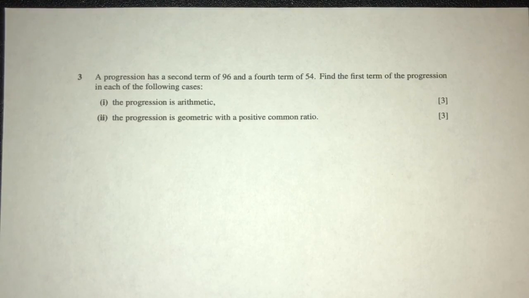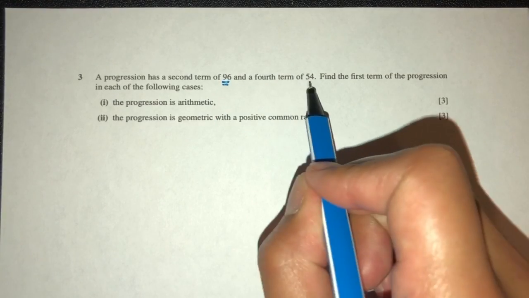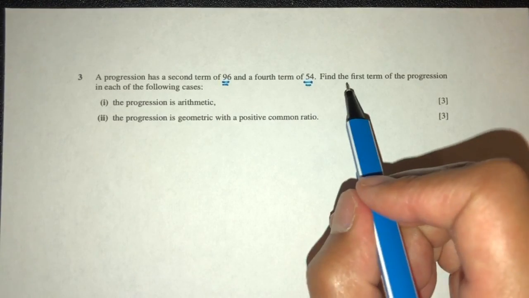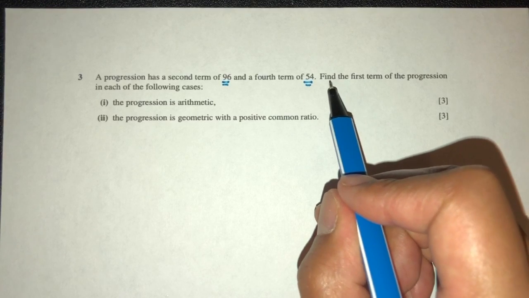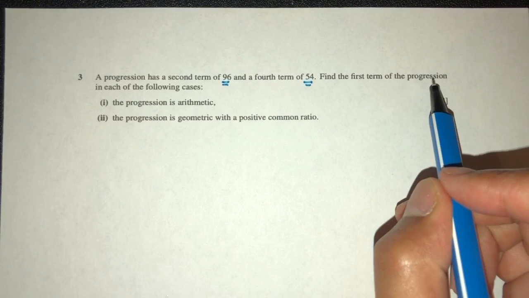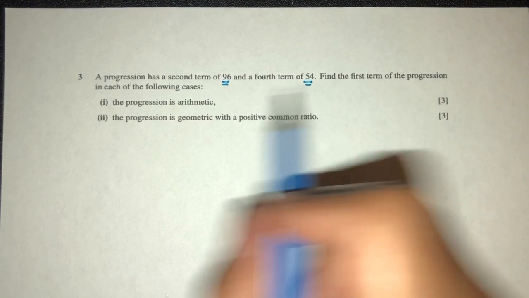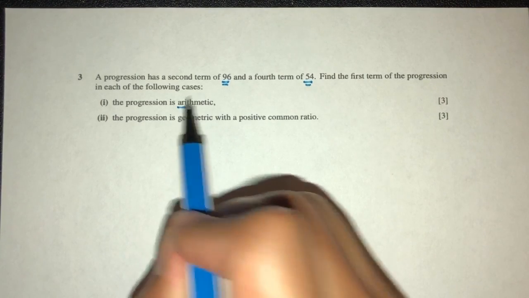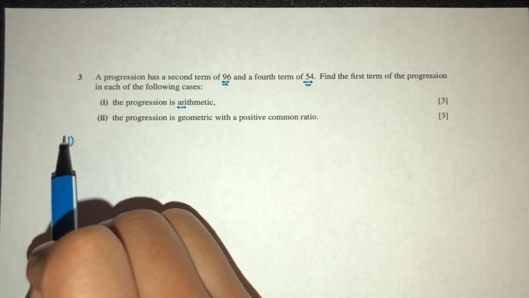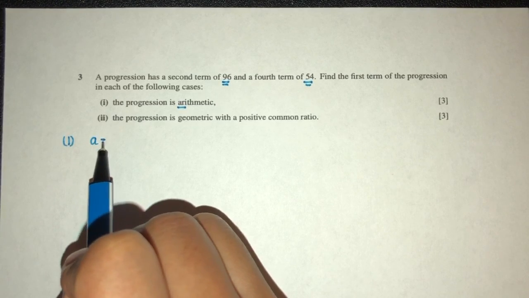Let's move on to the next question. A progression has a second term, this one, and a fourth term, this one. Find the first term of the progression in each of the following cases. In the first case, it is arithmetic, pretty easy. If it is arithmetic, I know that my first term has to be a.